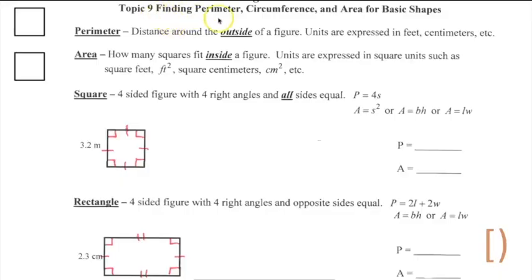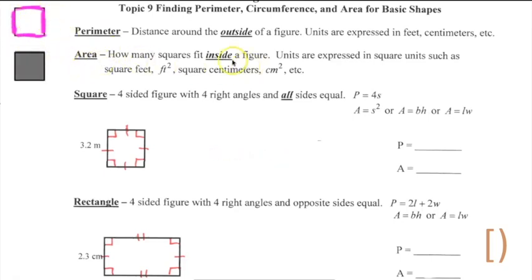In this lesson, we're going to talk about finding the perimeter, circumference, and area for basic shapes. The perimeter, that's the distance around a figure. Think about it like if you're trying to fence off a figure, that would be the perimeter. In this case, it would be like this part. If you're trying to find a pen for your pets, that's a perimeter. We add up all the values around the figure.